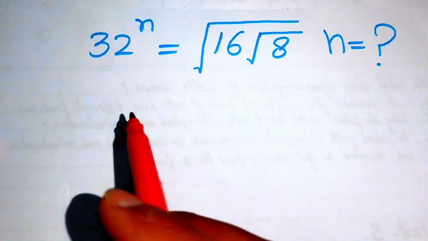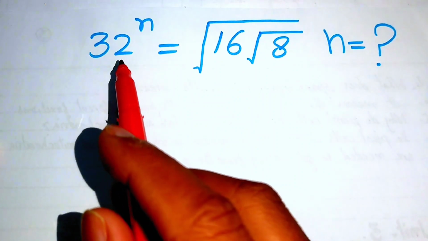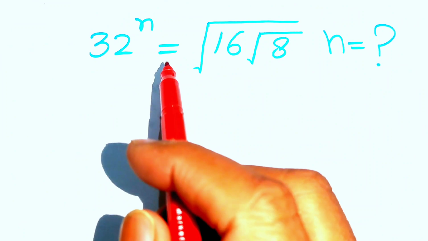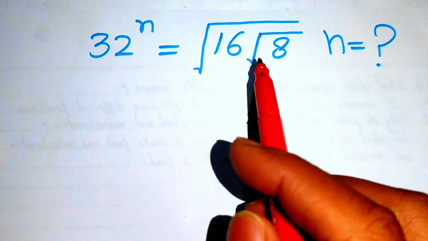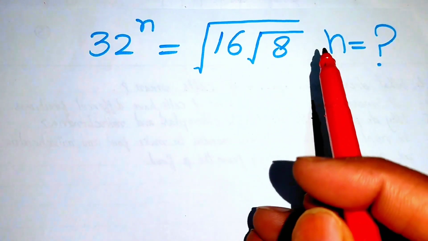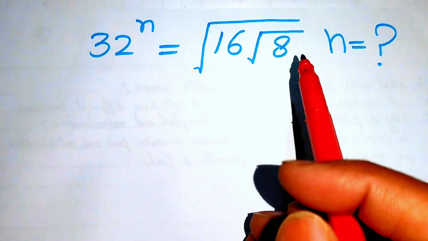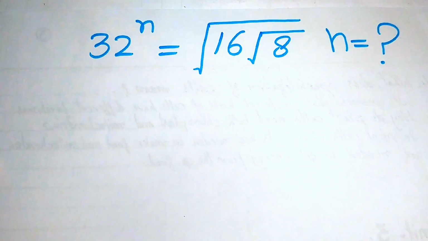In this video we are going to solve this nice math algebra problem, and here we have 32 to the power of n equals square root of 16 into square root of 8. So here we find the value of n in this problem. The very first thing we are going to do is find the prime factors of 32.